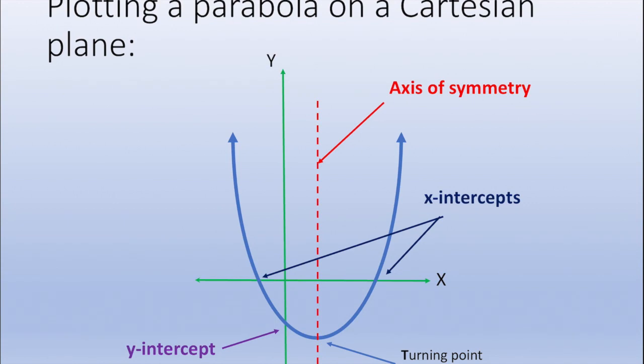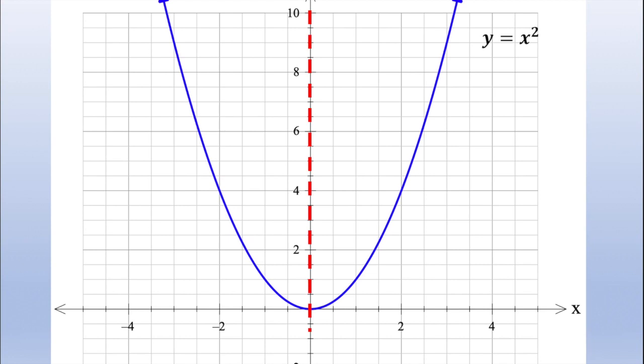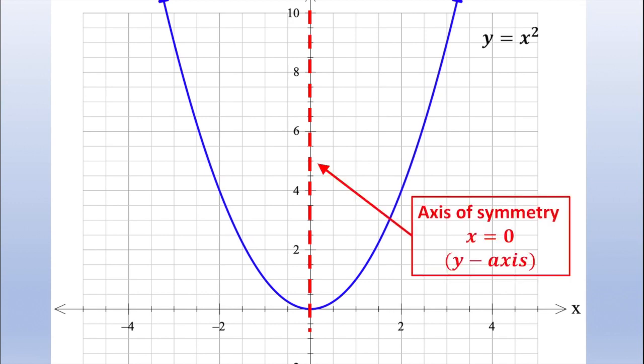Alright, now let's go back to y equals x squared. I have done this using a different graphic software so that you can see it a little bit clearer rather than using your class pad. This is the shape of y equals x squared, and it is a parabola. The red line is the axis of symmetry, or the line of symmetry. It happens when x equals 0, or the y-axis.